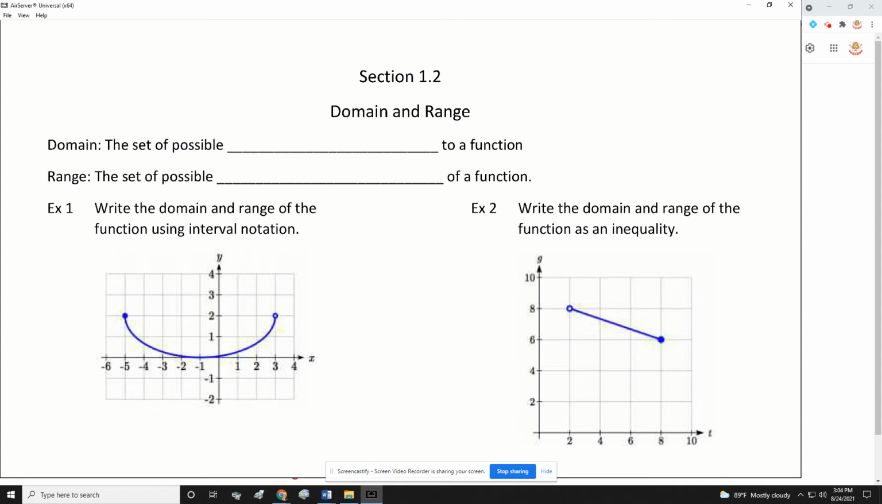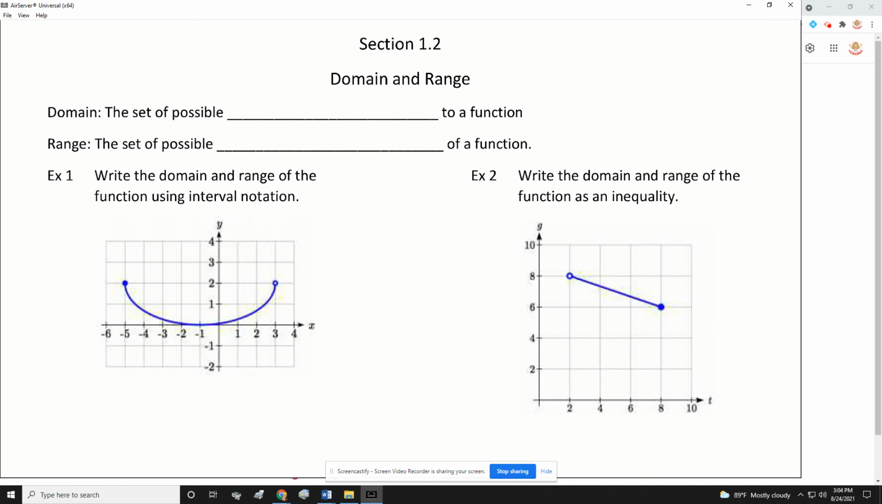Right, so we're starting section 1.2 on domain and range. And so for the domain, when we're finding the domain, it is the set of all possible input values of a function. And then the range is the set of all possible output values of a function.